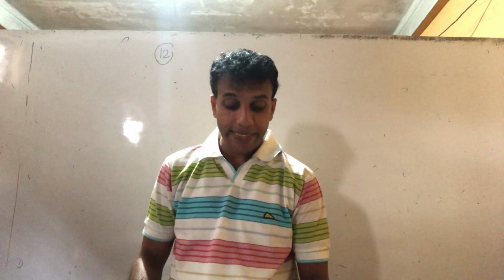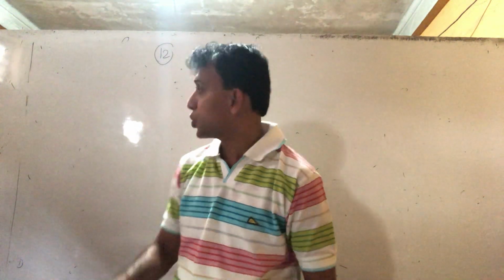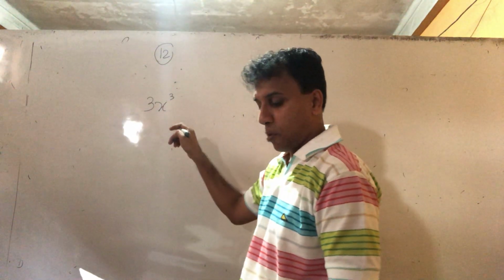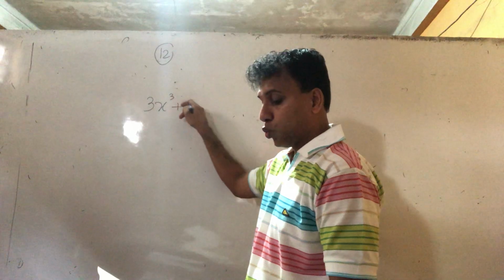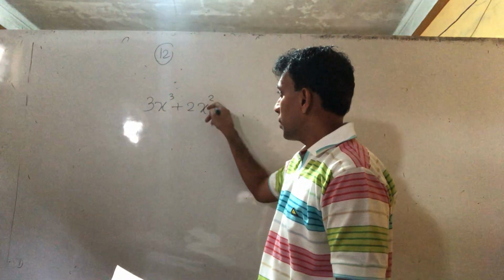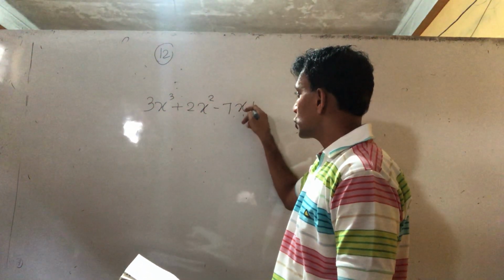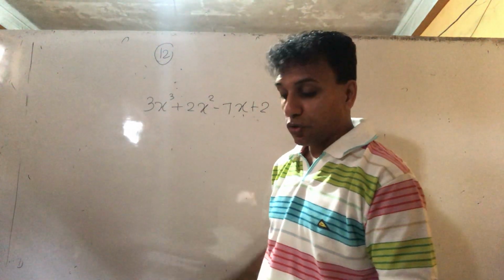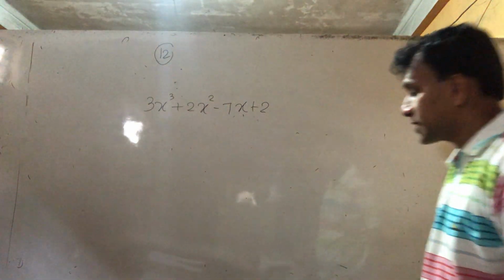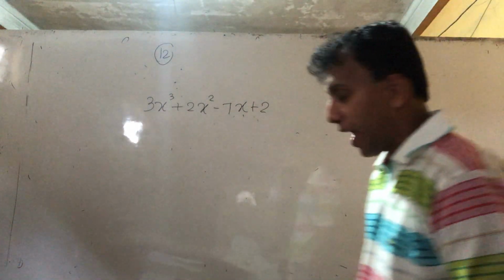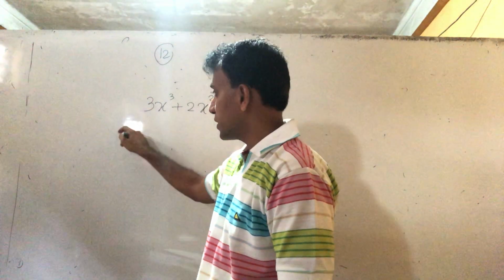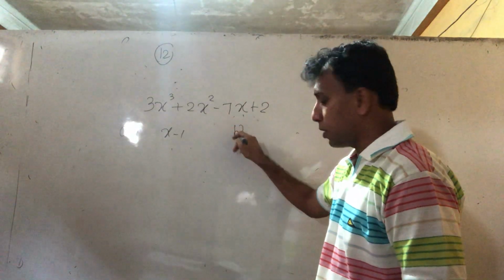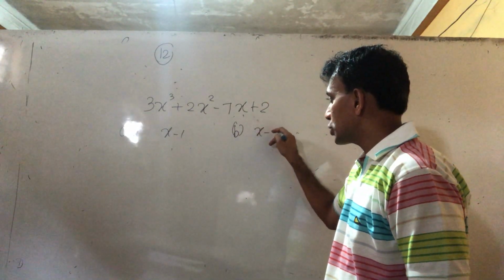What is the question? Determine whether the expression 3x cubed plus 2x square minus 7x plus 2 has a factor: A part, x minus 1; B part, x minus 3.